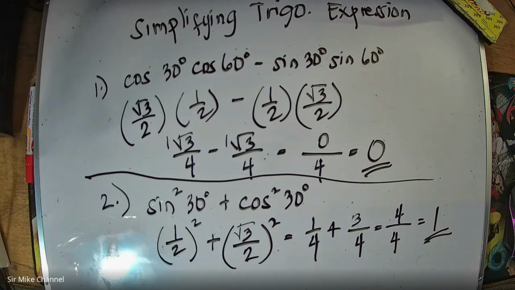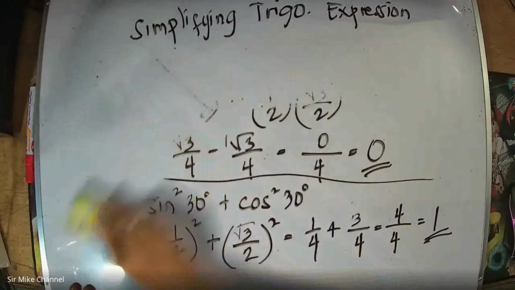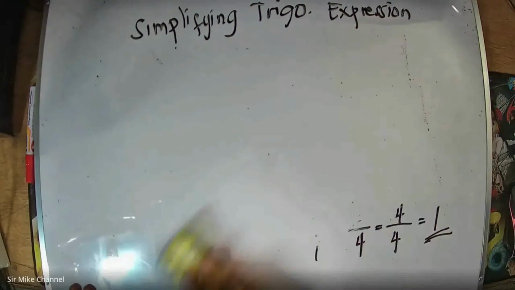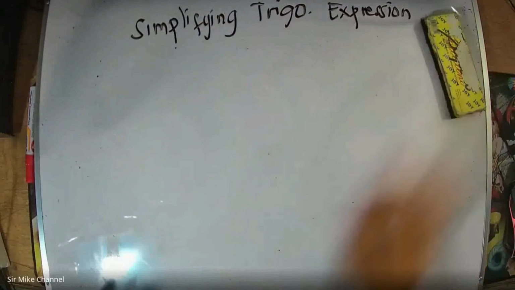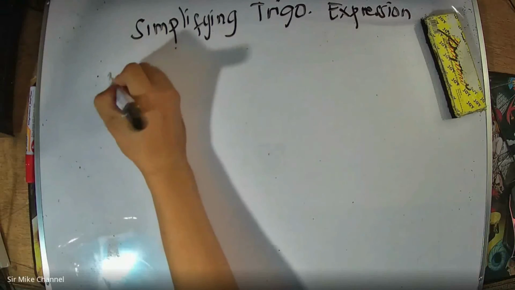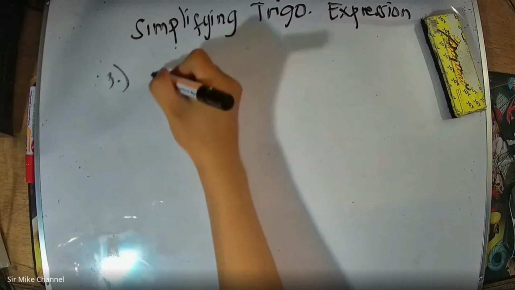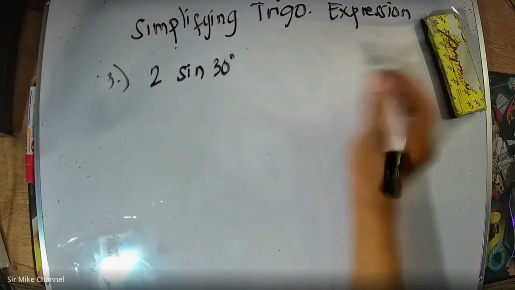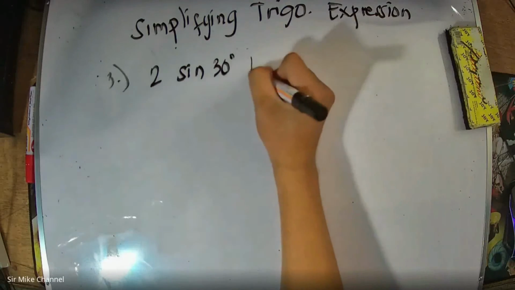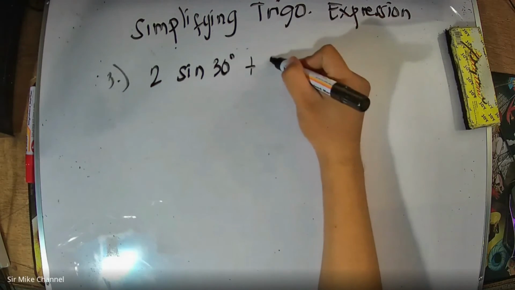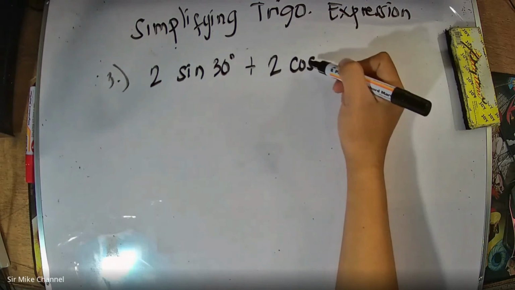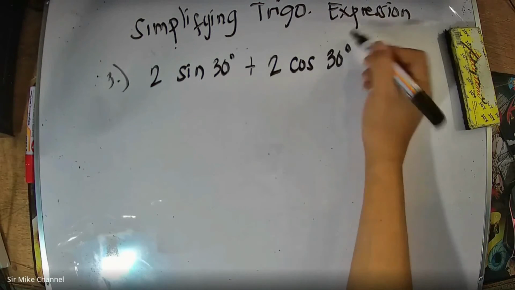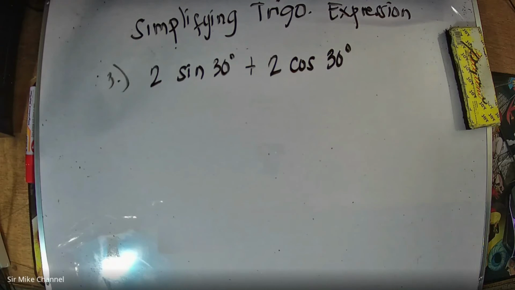Okay, another example. Meron tayong number 3. Let's say 2 sine 30 degrees plus 2 cosine 30 degrees. Ano bang equivalent ng sine 30?